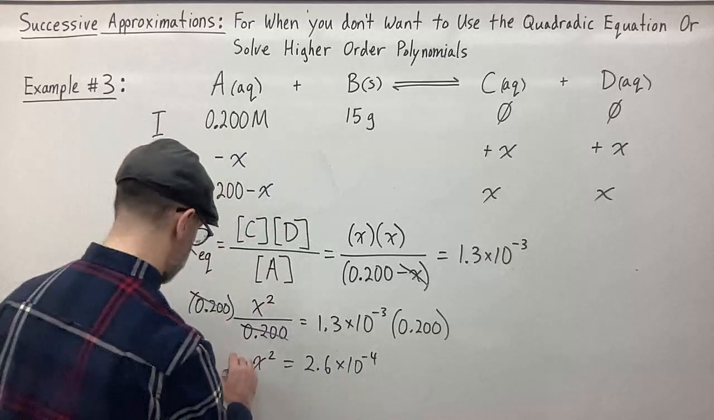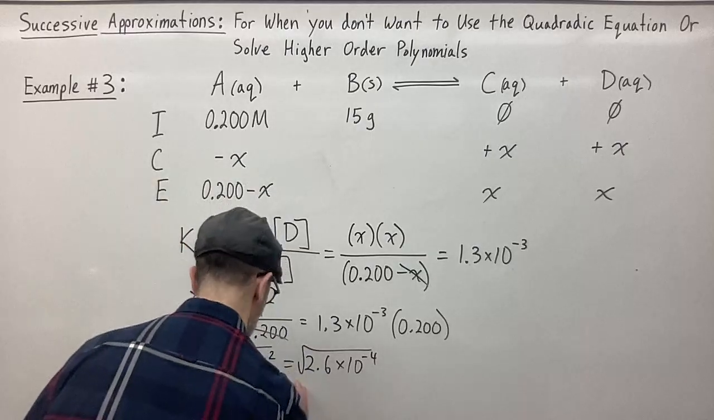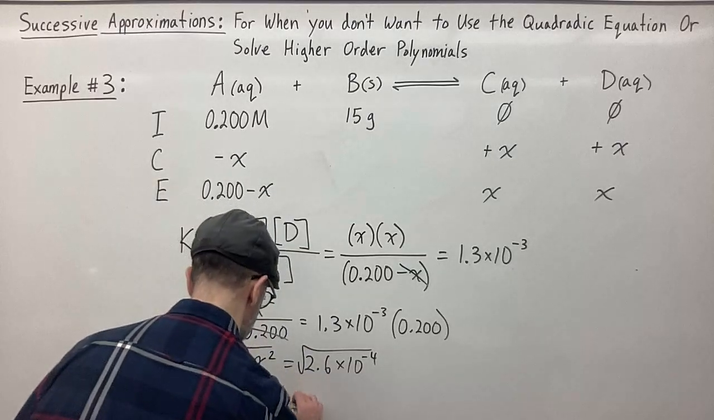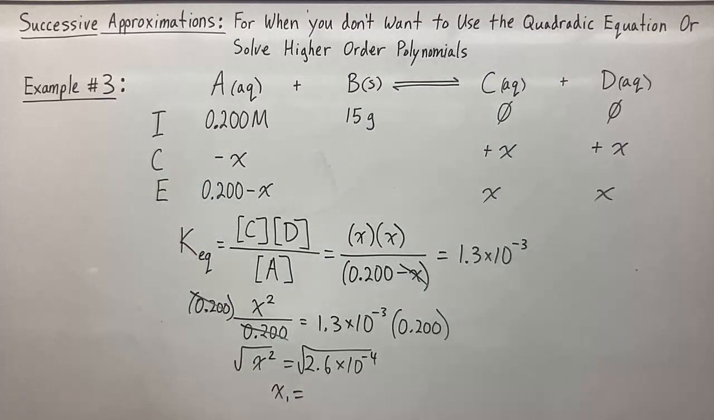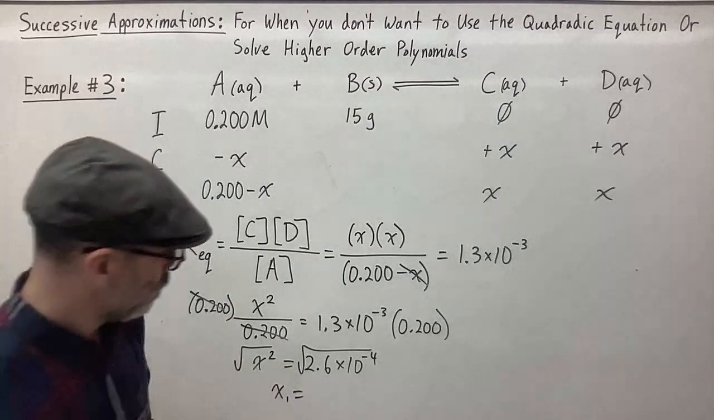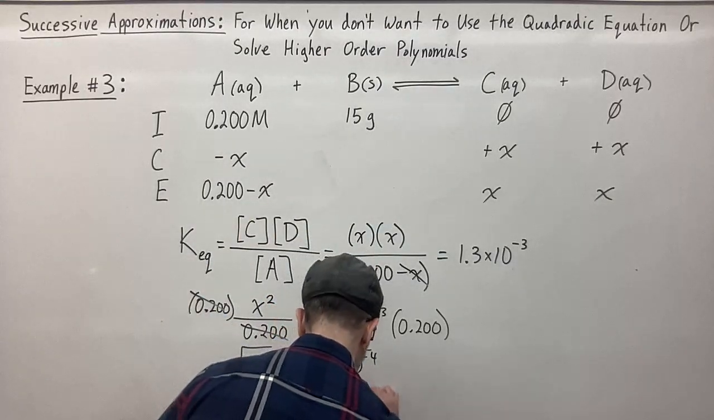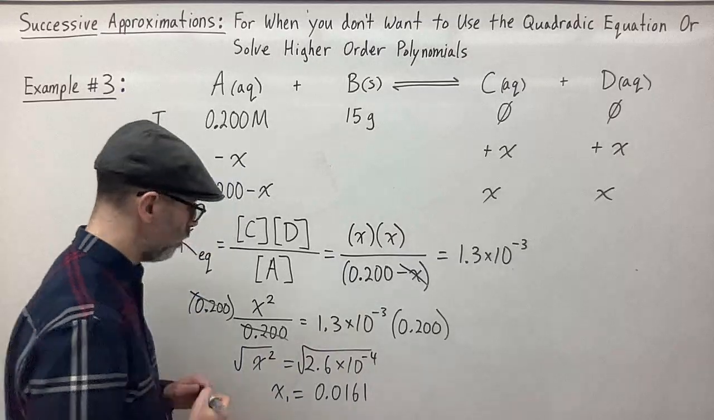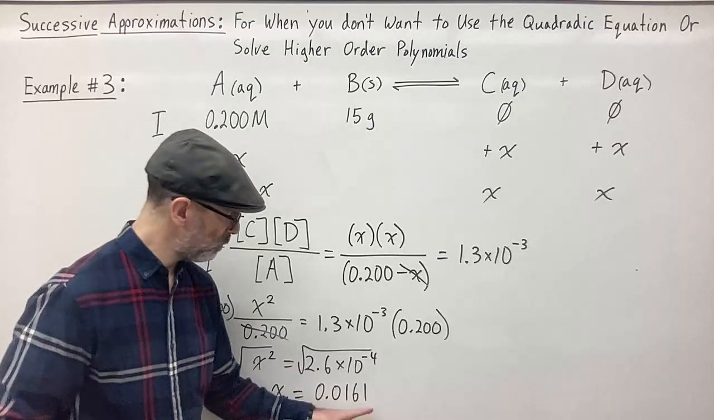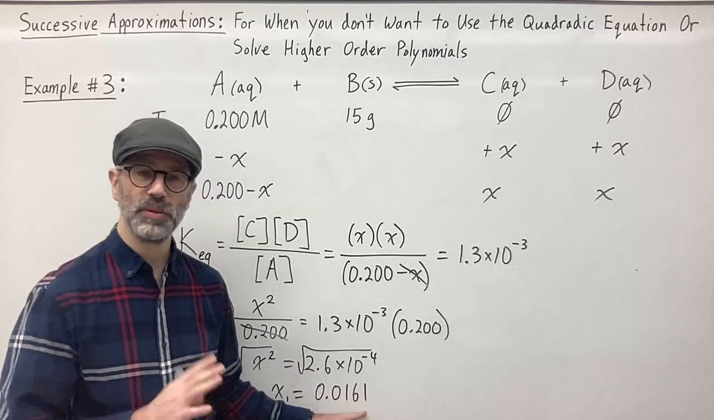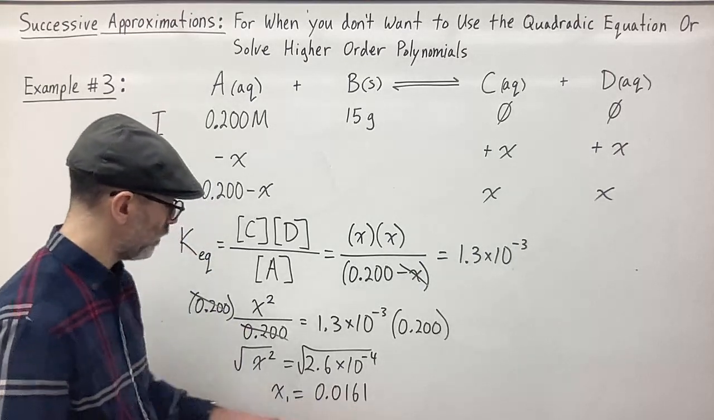And now I just take the square root of both sides and I get x1. My first x is going to be equal to 0.0161. Now, I should have only 2 sig figs, but I'm keeping an extra one for rounding purposes to avoid rounding errors. And so this is the x value that I got.